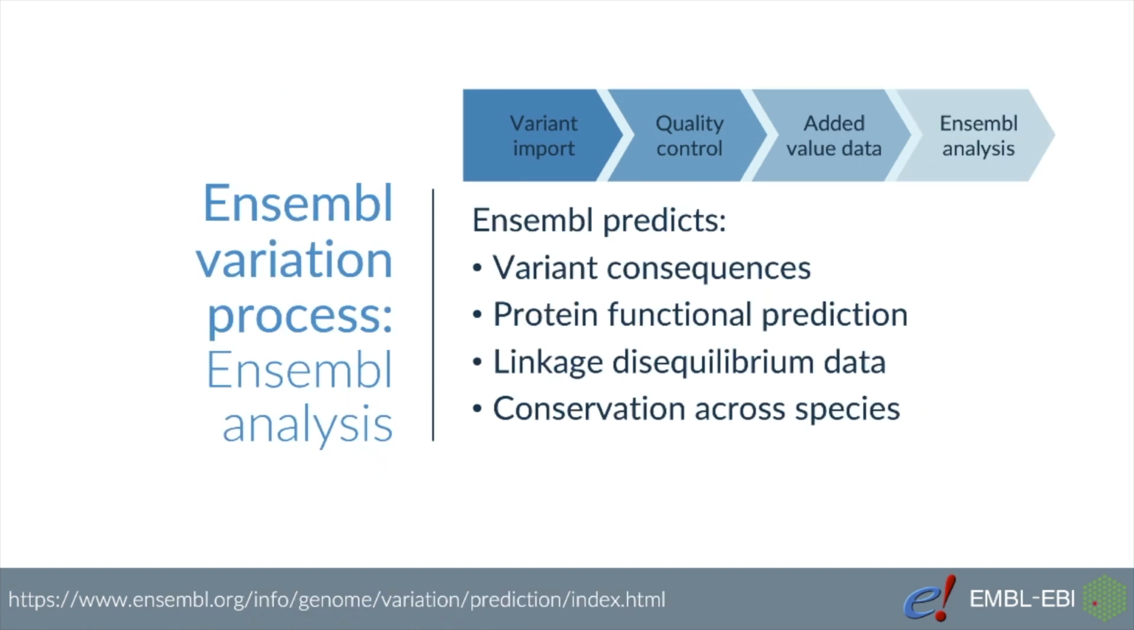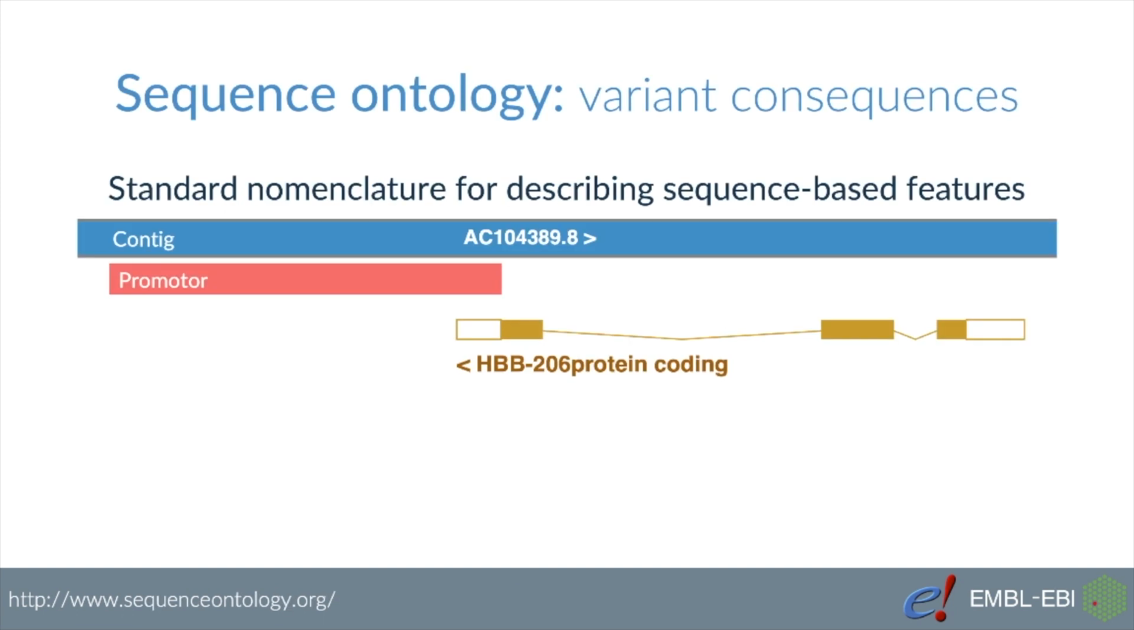Finally, we do not only import the variation data, we also perform some analysis ourselves. So we provide the variant consequences based on where in the genome and in the gene those variants fall. We provide protein functional predictions, linkage disequilibrium data, and conservation across species. So the variant consequences are described using sequence ontology nomenclature, which is a standard language describing sequence-based features.